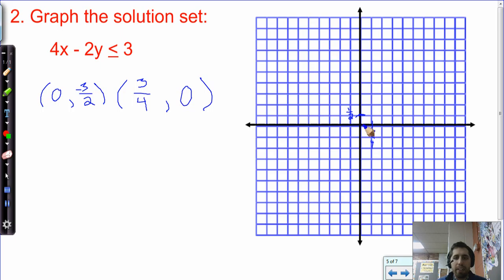So (0, -3/2) would be 0, -1/2, -2/2, -3/2. That's one point. And then our x-intercept is (3/4, 0). So 1/4, 2/4, 3/4, 0.